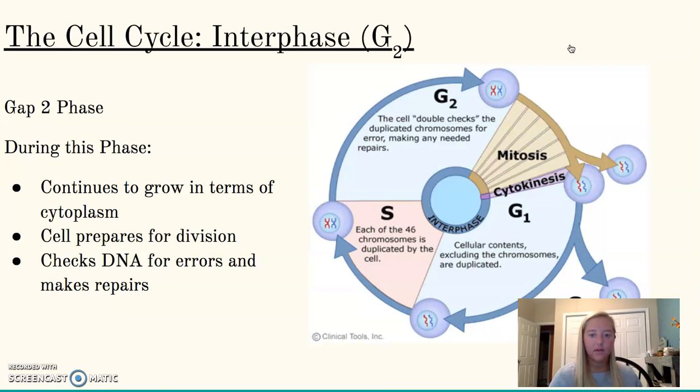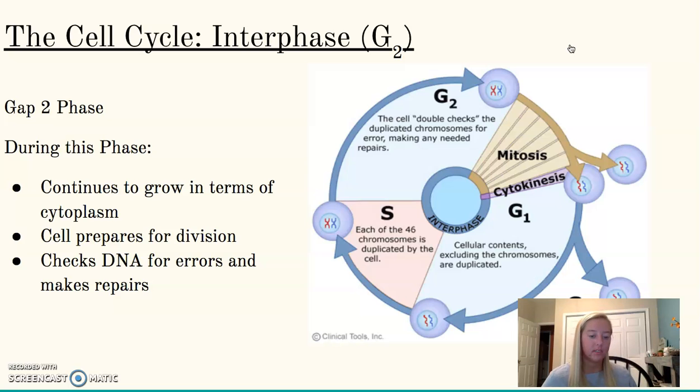There we go. Okay, so if we go through the G2 phase, this is gap 2. During this phase, the cell continues to grow in terms of cytoplasm. Like I said before, you don't want a cell to be very, very small. You actually want it to be big so that when you divide the cytoplasmic parts of the cells, you have enough to have a nice hearty cell to start the cycle over again.